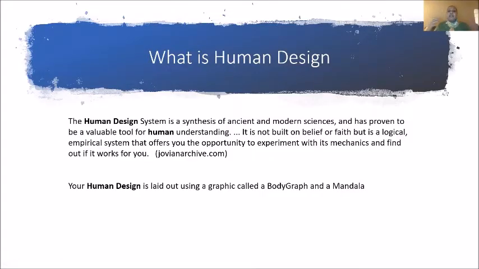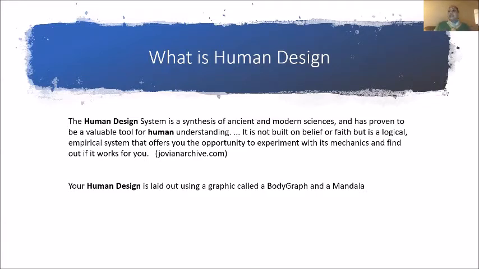So what is human design? The human design system is a synthesis of ancient and modern science, and it's really for human understanding. It is not built on belief or faith, but is an empirical system that offers you the opportunity to experiment with its mechanics and find out if it works for you.